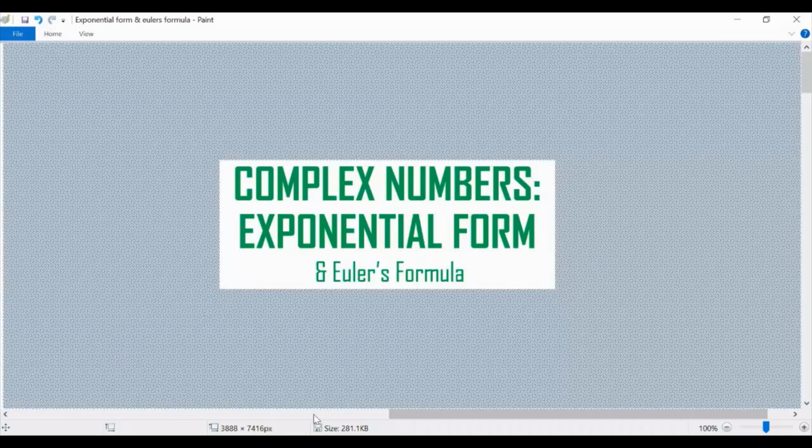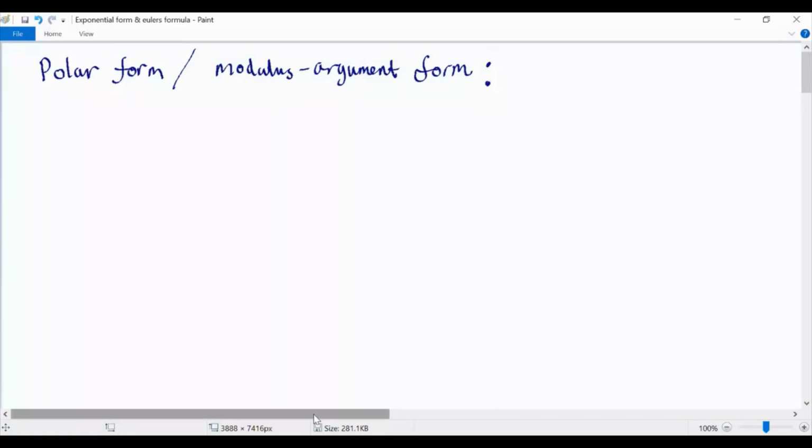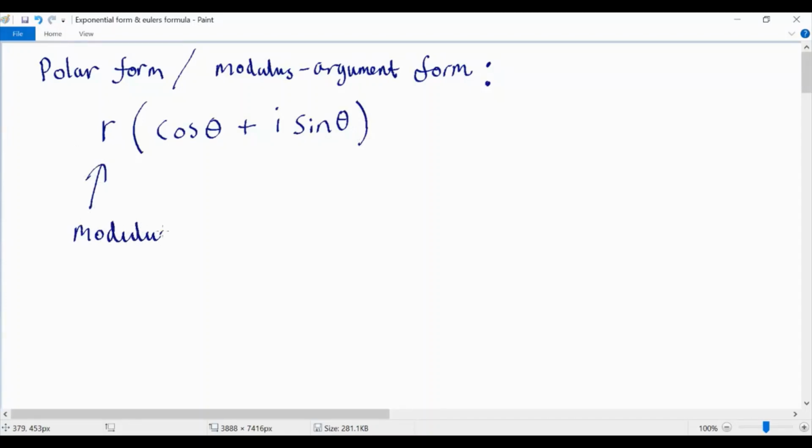We'll start by looking at something we're already familiar with, the polar form, or another name for it, the modulus-argument form of a complex number, which was to say that we write it in terms of its modulus r and then its argument theta, which goes inside a cos for the real part, and for the imaginary part it goes inside a sine. So yes, that is the modulus and theta is the argument.